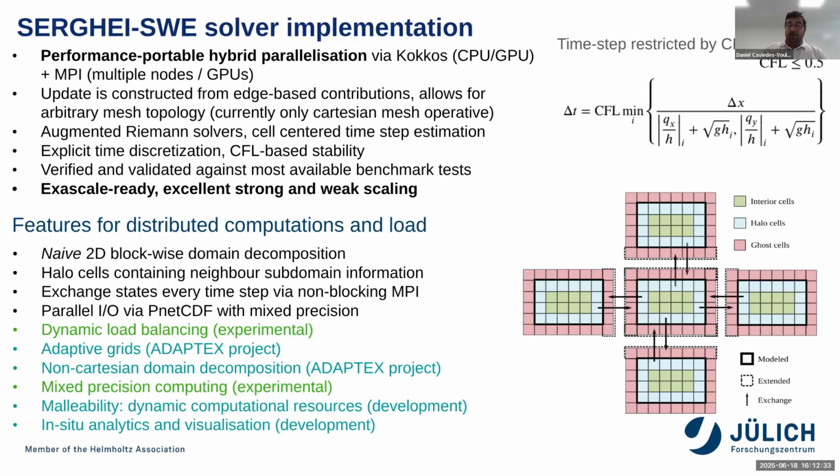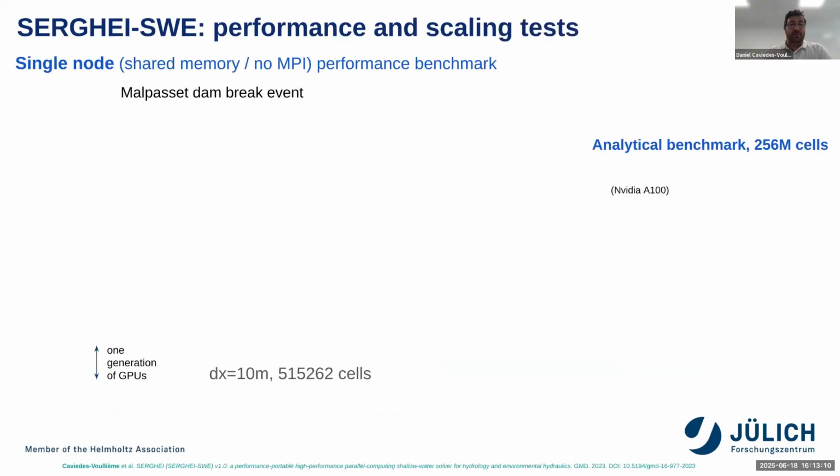Now, there are some things that are still in their infancy in SERGHEI. For example, the domain decomposition is still rather naive. It's 2D blockwise, so we can't do really fancy domain decomposition. It's not implemented in that way, at least. We're working a lot on dynamic load balancing and also on adaptive grids, and mixed precision computing, which may come in handy for particular purposes. And on the most exotic side, we work on malleability, that is dynamical use of computational resources, and in situ visualization. I will not show details on all of this, but I wanted to give an overview of where the project is going.